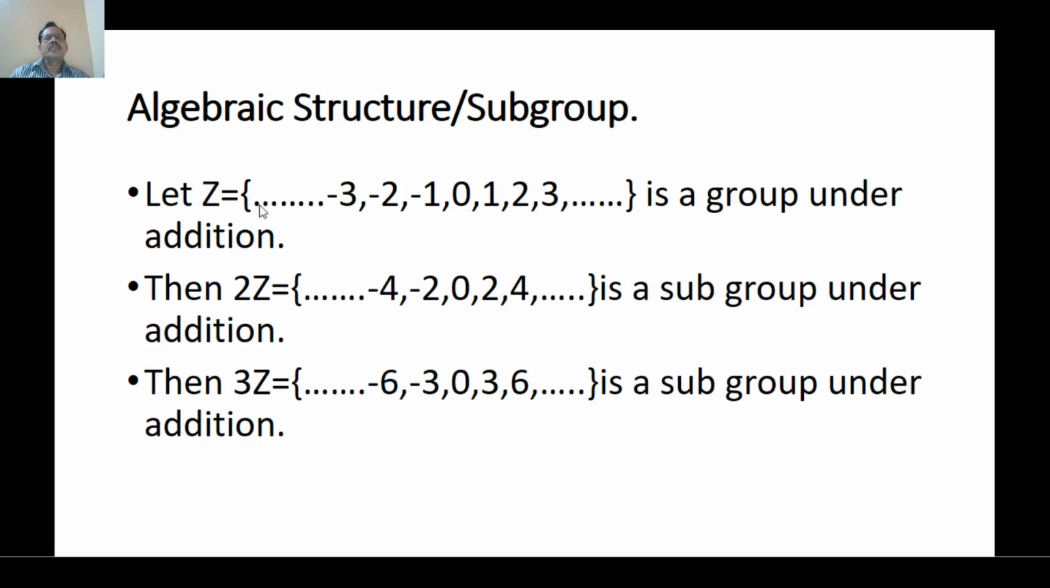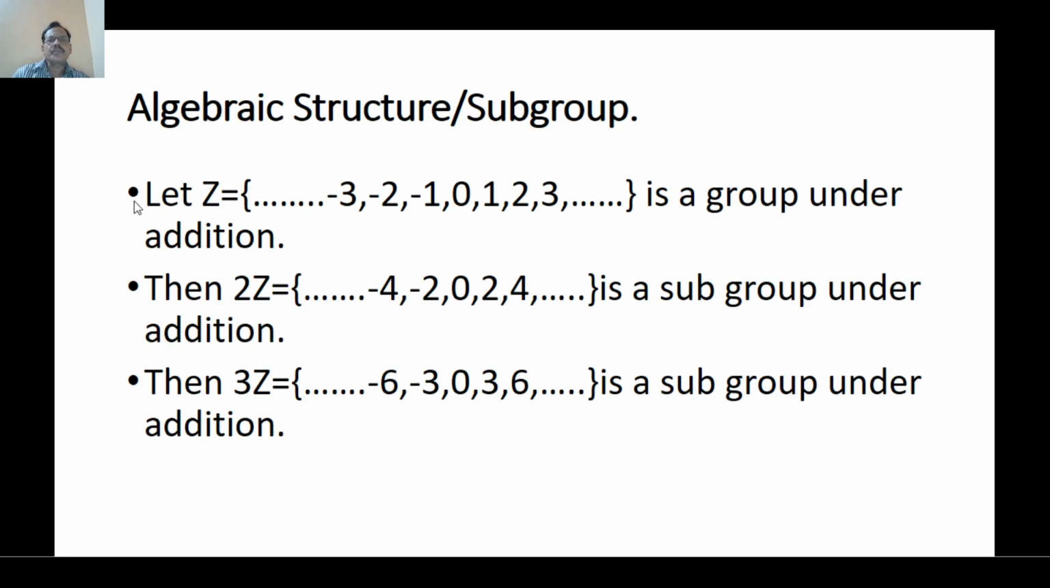Algebraic structures next. Let Z = {..., -3, -2, -1, 0, 1, 2, 3, ...}. This is the set of all integers, and it satisfies all the properties of groups: closure, associative, identity and inverse property, and 0 acts as the identity element. The inverse of 1 is -1, -2 is the inverse of 2, -3 is the inverse of 3, -4 is the inverse of 4, like that. So every element has its own inverse, and 0 is a unique identity element. Therefore it satisfies closure, associative, identity, inverse and commutative properties. Therefore it is a group under addition.